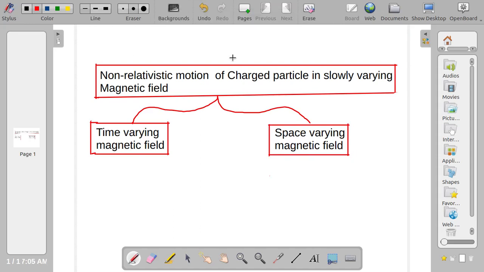So, in this lecture, I am going to talk about non-relativistic motion of a charged particle in a slowly varying magnetic field. Earlier, I talked about the motion of a charged particle in uniform electric and magnetic fields, and the crossed field, that is both electric and magnetic field. Now, this article is again very interesting, and I split it into two parts. The first part contains time varying magnetic field, and the second part contains space varying magnetic field.